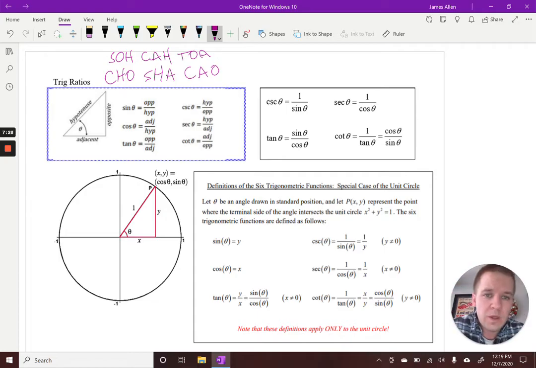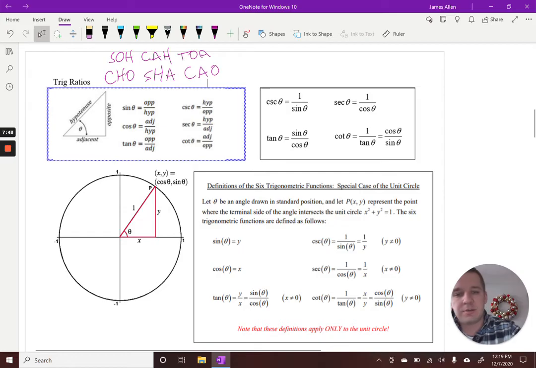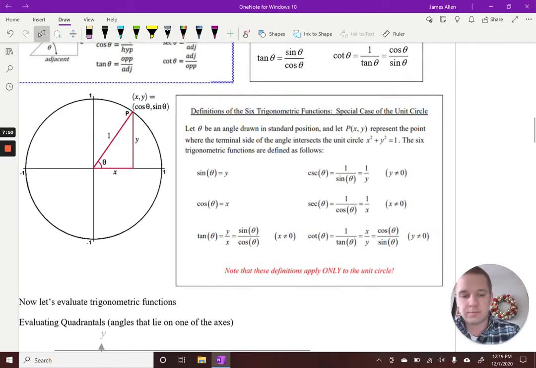Anywho. There we go. We've got our cosecant is, again, our reciprocal of sine. Secant is our reciprocal of cosine. And then cotangent is our reciprocal of tangent. And since tangent is sine over cosine, cotangent would be cosine over sine. Lovely. Let's move into the unit circle.